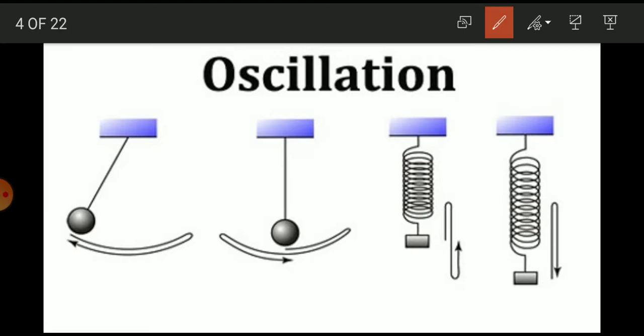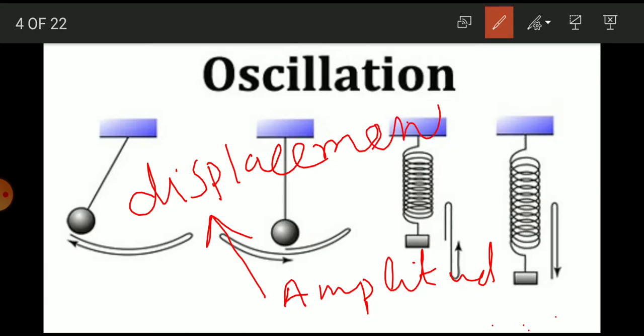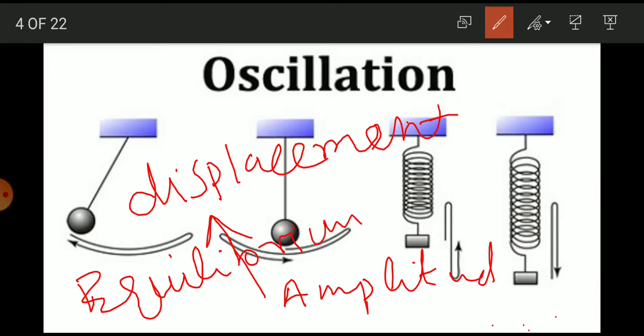Now another thing, amplitude. Amplitude is the maximum displacement from equilibrium position.